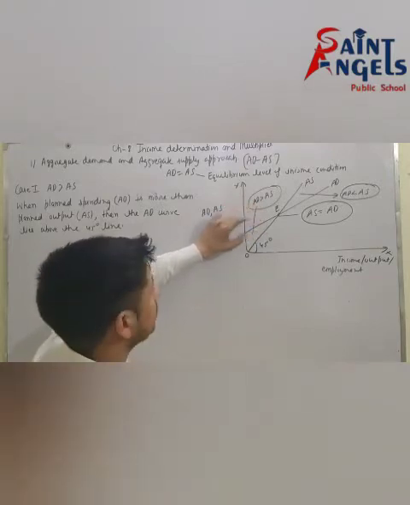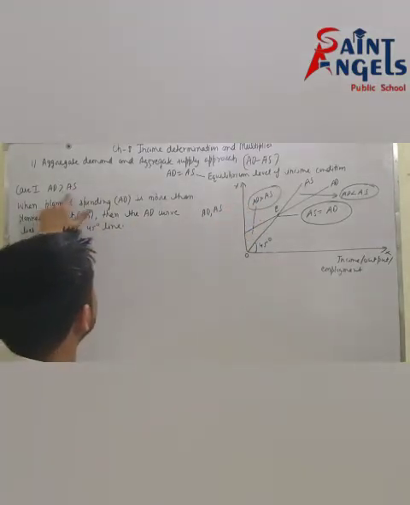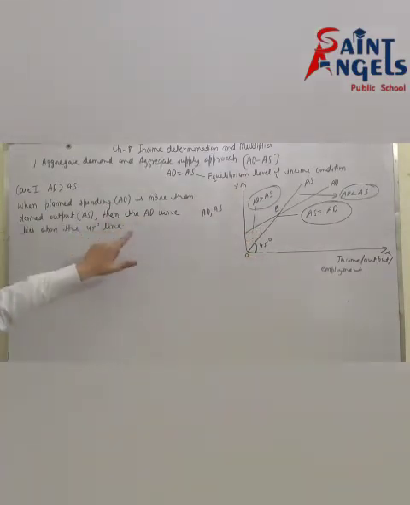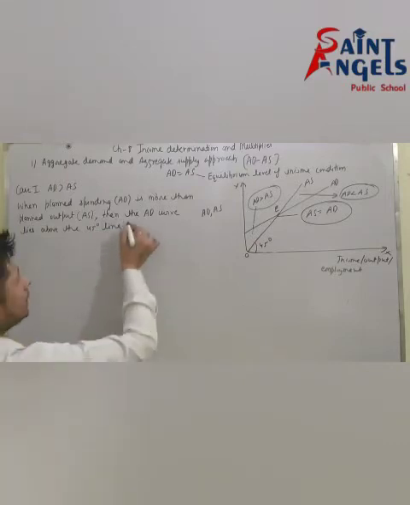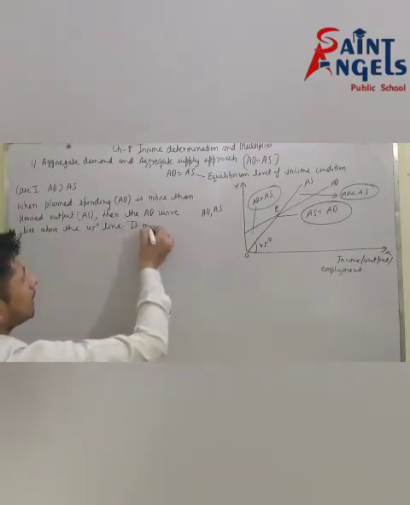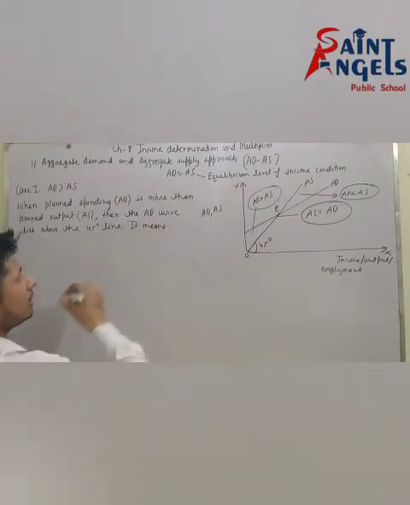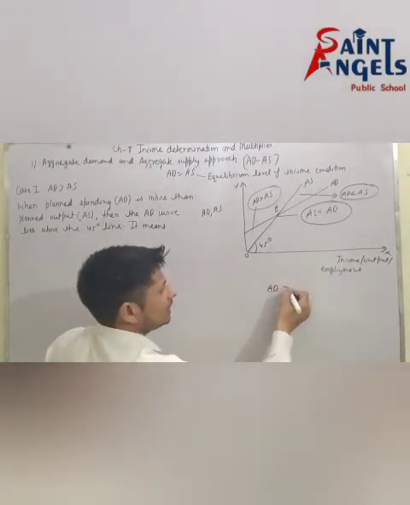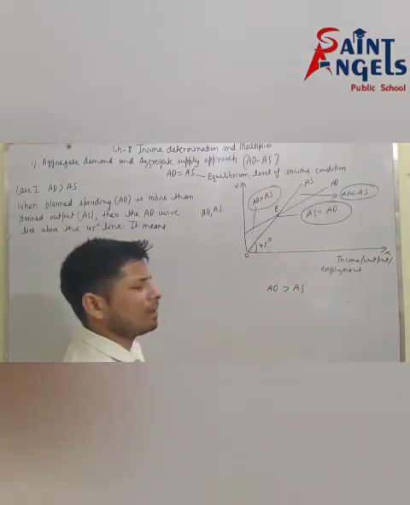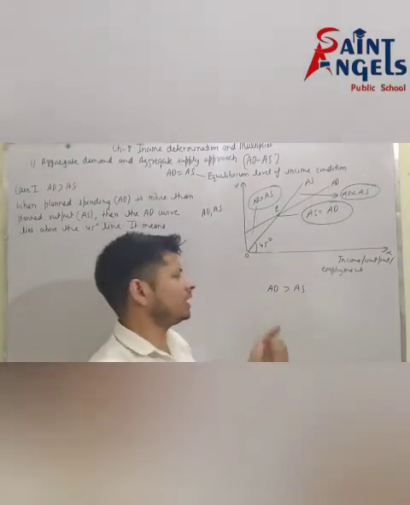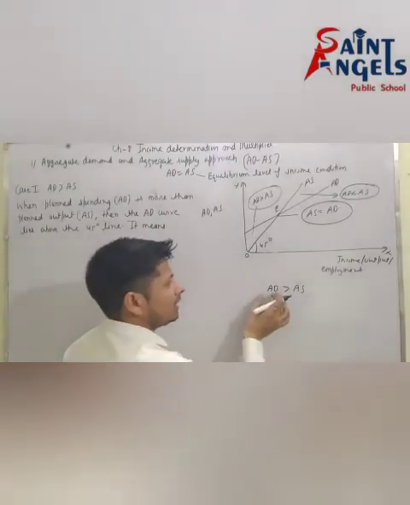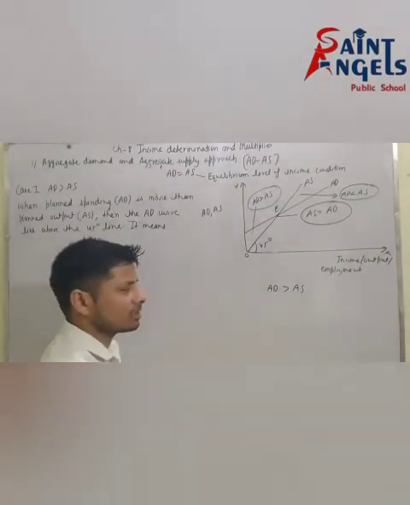Please see in this portion. This condition exists in this portion. The aggregate demand curve lies above the 45-degree line. It means that AD is greater than AS. In simple terms, what do you mean by AD greater than AS? Please try to understand in simple terms. It means aggregate demand is greater than aggregate supply.